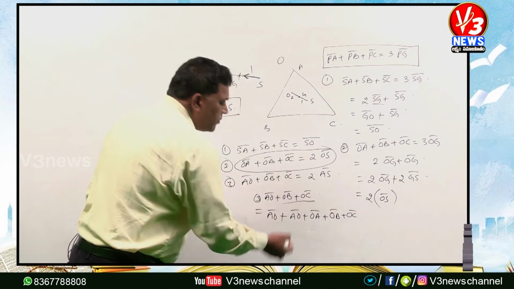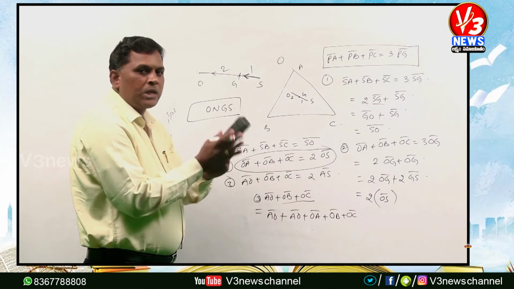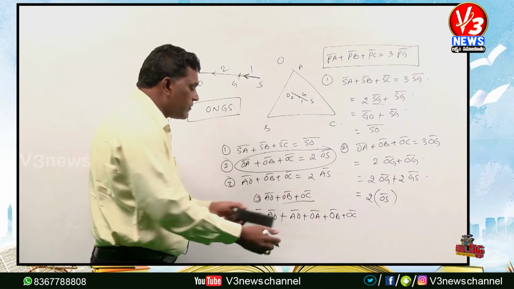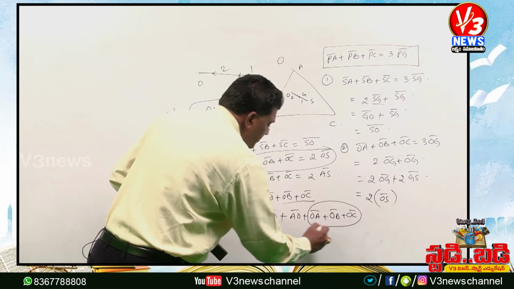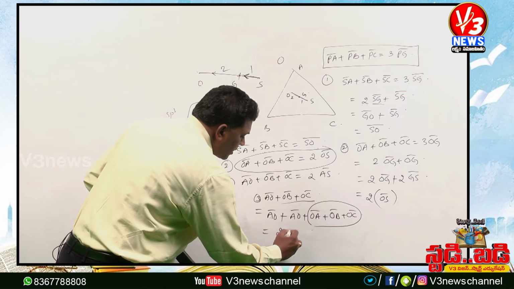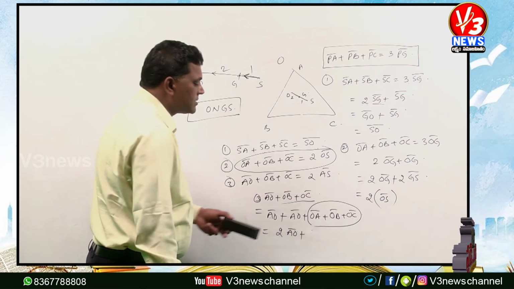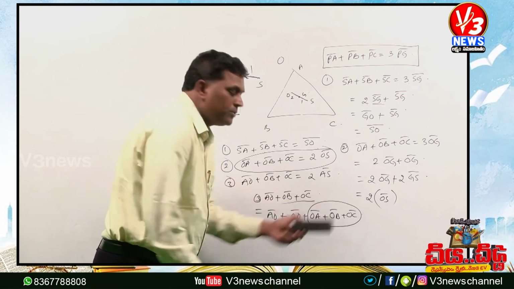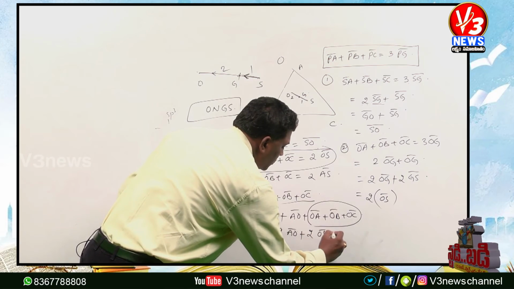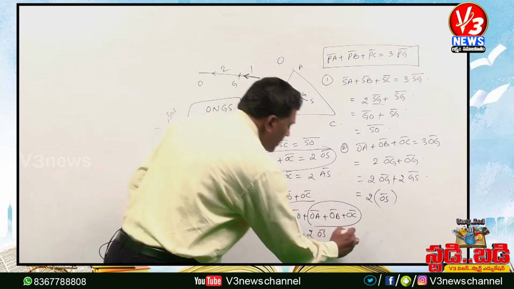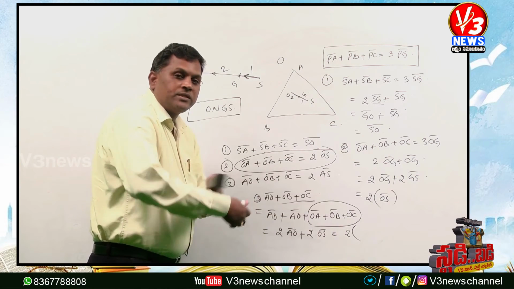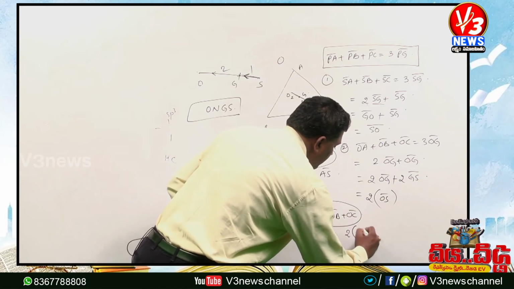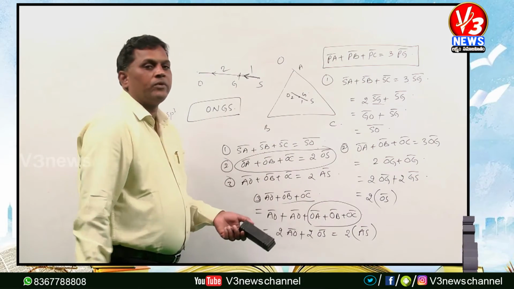This OA bar and AO bar nullify each other because they are equal and opposite in direction. So we get this result: twice AO bar plus the result we have just proved, which is nothing but twice OS bar. Since 2 is common in both, A to O and O to S, is it AS or not? Simply twice AS bar will come.